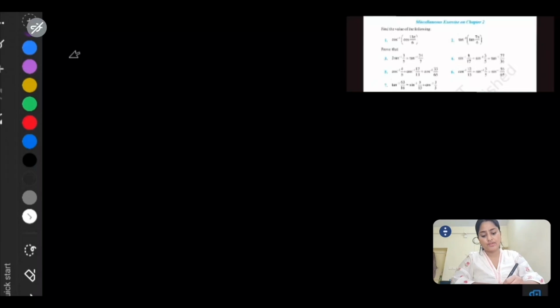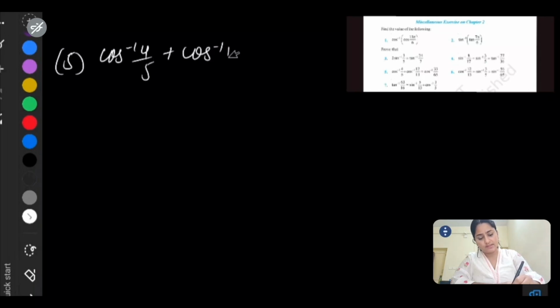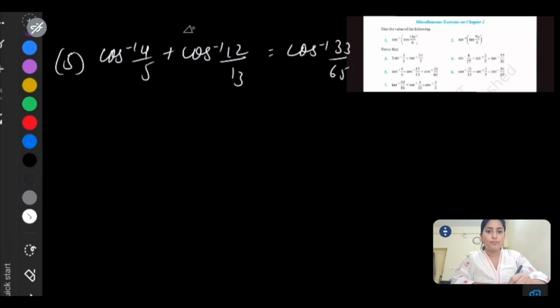Now let's move on to question number 5. Question number 5: we have cos inverse 4 by 5 plus cos inverse 12 by 13 is equal to cos inverse 33 by 65, and we have to prove that.